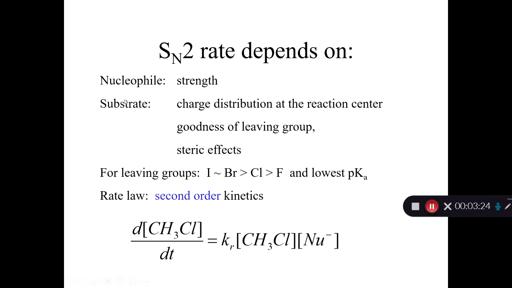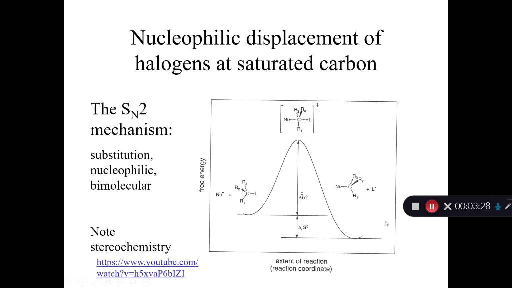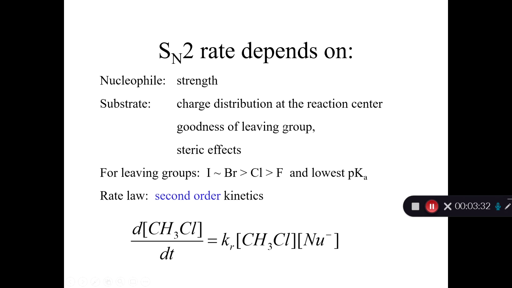And so the Sn2 rate is going to depend on the strength of the nucleophile, because the nucleophile is involved here in the intermediate, in the transition state. It depends on the charge distribution at the reaction center. It depends on how good the leaving group is, whether it's happy to leave. And it depends on steric effects because that pentacoordinated thing is very, very sterically crowded.